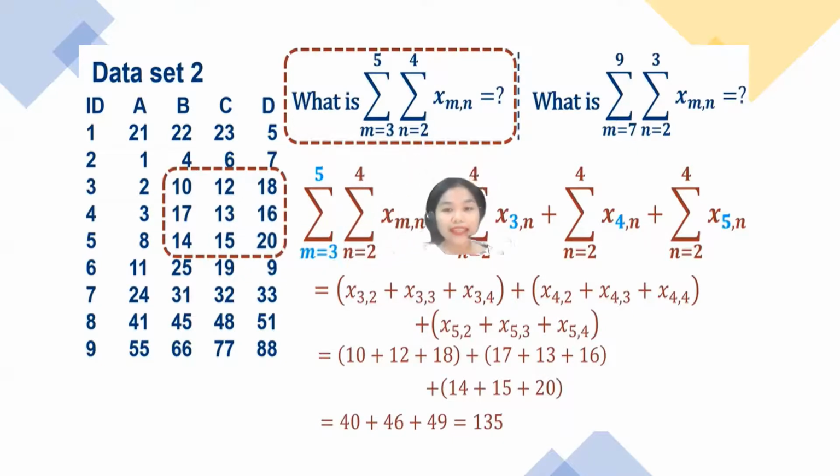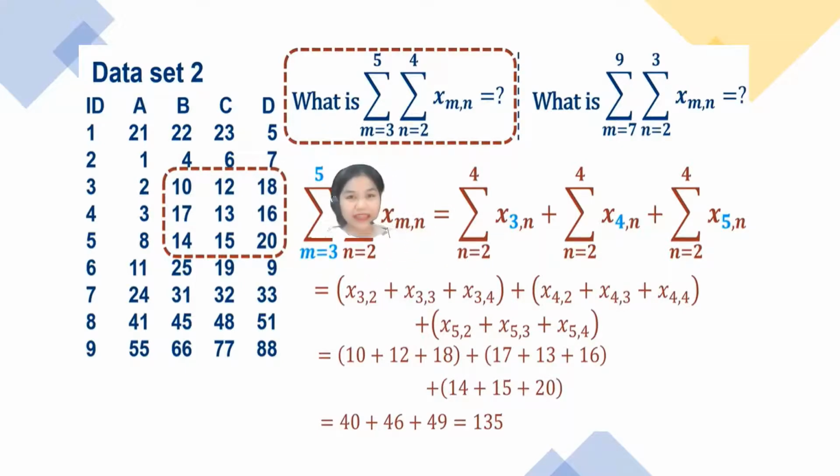So, summation of X3N as N goes from 2 to 4. So, kopyahin lang natin yung nasa column. Plus, summation of X4N as N goes from 2 to 4. Plus, summation of X5N as N goes from 2 to 4. So, kompleto na bale. Bale, na-expand na natin yung nasa left-hand side. Ngayon naman, i-expand pa natin ito using the right-hand side.